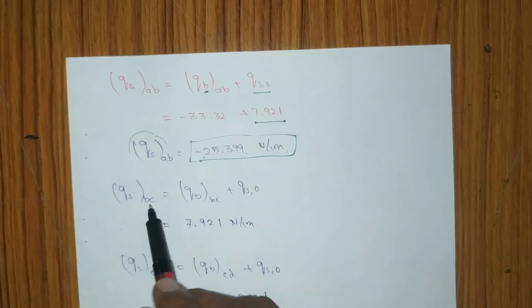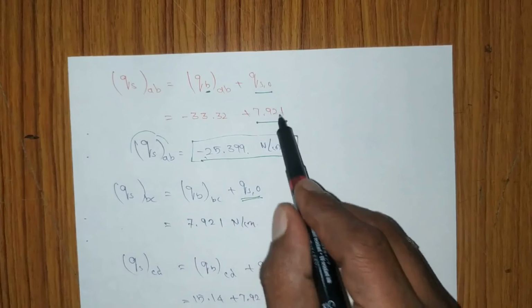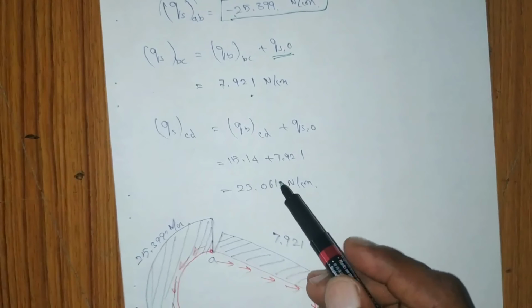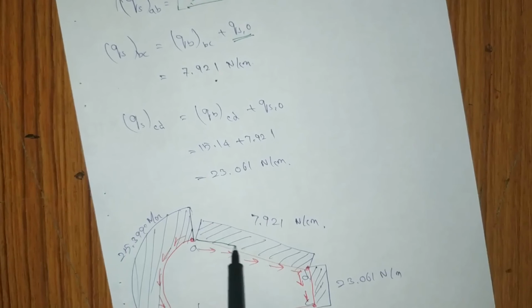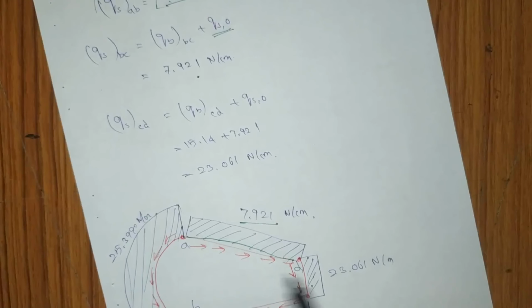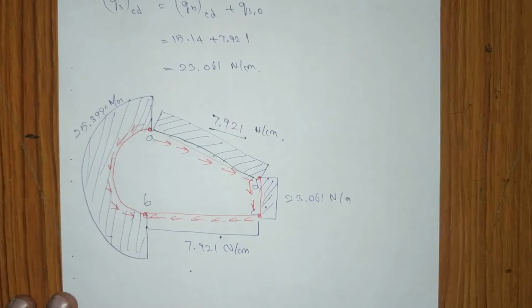Similarly QBC, you already found for the open section. You need to add this 7.92 value to it, and similarly you get the CD value. Finally, for the cutting value you got 7.92, and all these values are rearranged and you plot the shear flow diagram. Right? Thank you. Do you have any doubts?